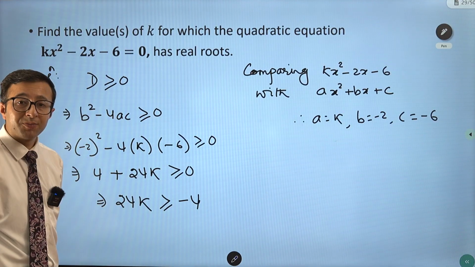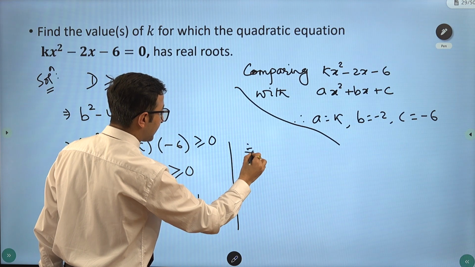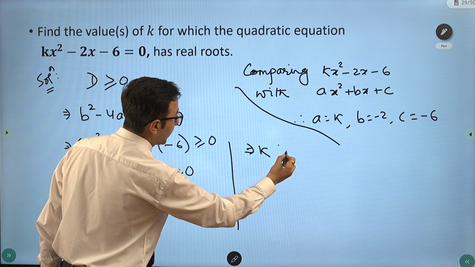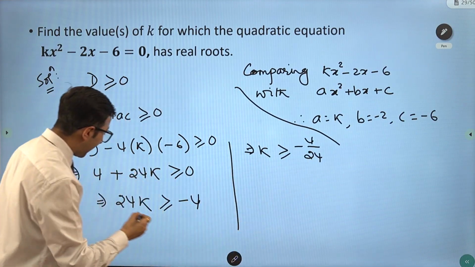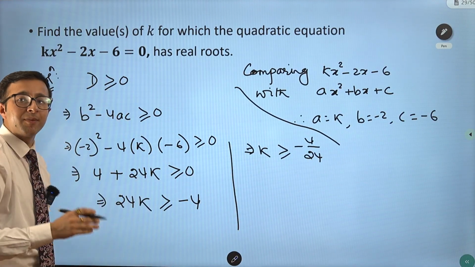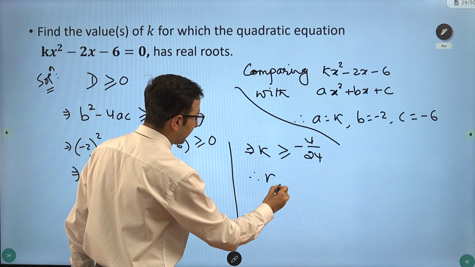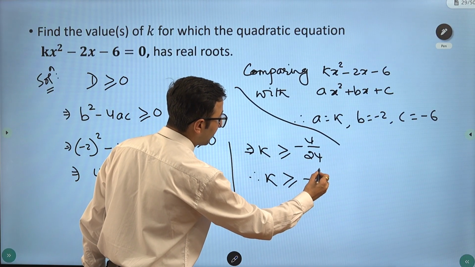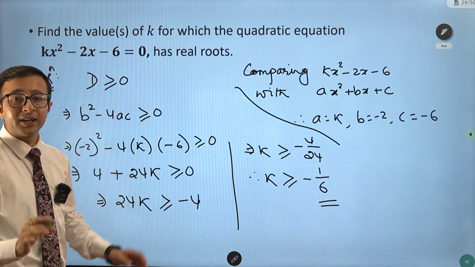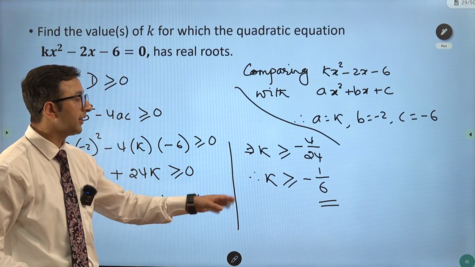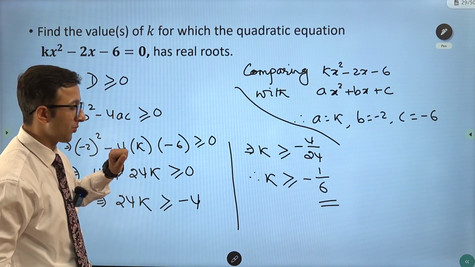Now 24 is a positive number, so we can divide by it here. It implies k is greater or equals to -4 divided by 24. It means dividing both sides by positive 24. So the value of k is greater or equals to -4, 4 ones are 4, 4 6s are 24. So for this, to get the real roots, the value of k should be greater than or equal to -1 by 6. So the solution is this one.